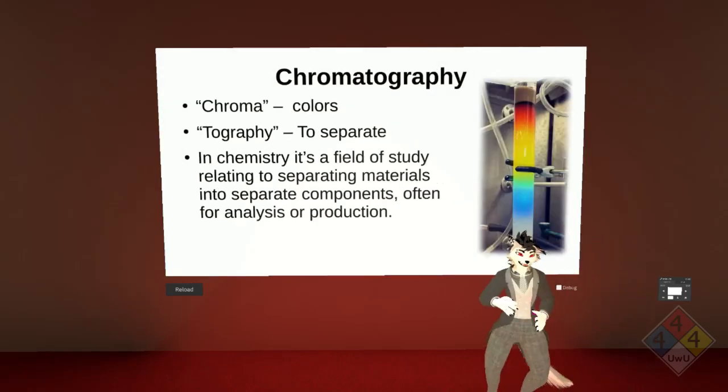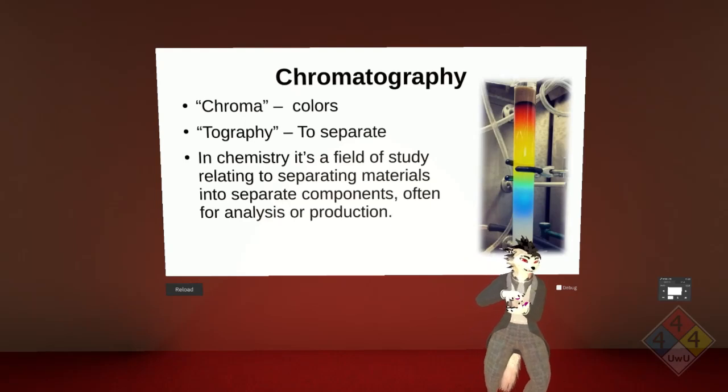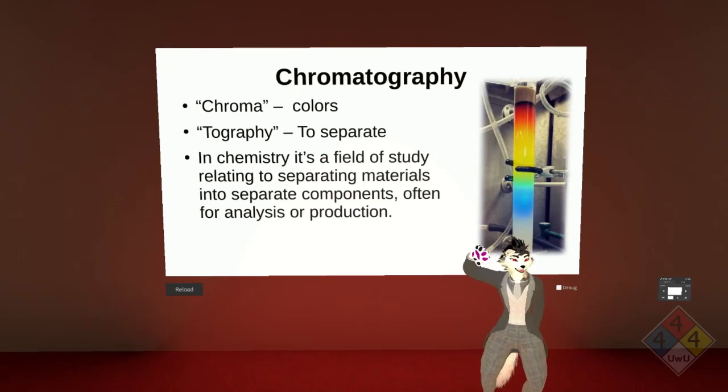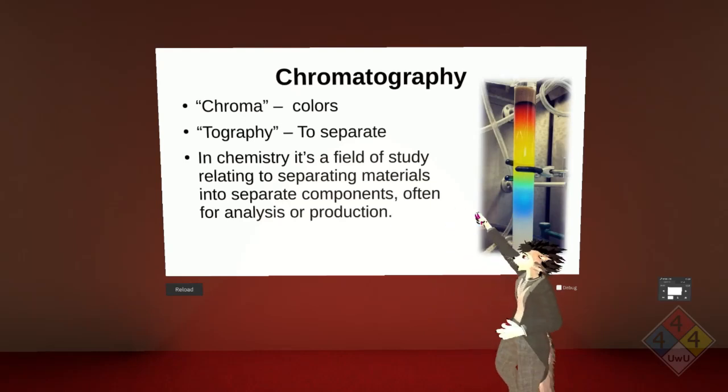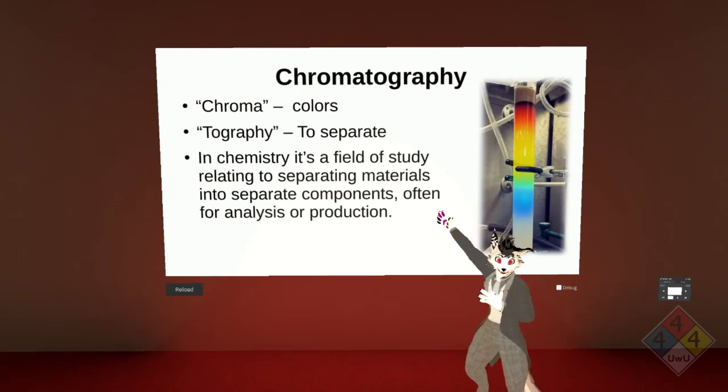Now, one thing to understand when it comes to laboratory tests is how do you actually figure out what's in a vial of something, right? You have to separate out a complex mixture into its individual components to get any sort of good quantifiable accuracy and resolution on what the sample is. And the core of this is called chromatography. Chroma meaning colors, tography to separate.